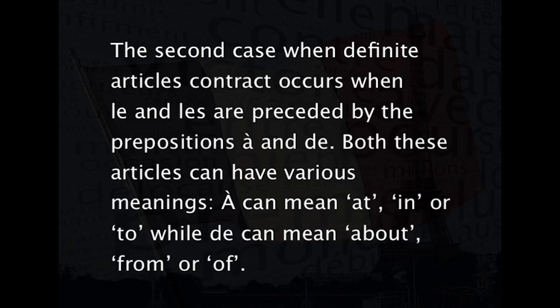The second case when definite articles contract occurs when le and les are preceded by the prepositions à and de. Both these prepositions can have various meanings. À can mean at, in or to, while de can mean about, from or of. First, let me show you the contractions, then I'll make the sentences to illustrate how each contraction takes place in a sentence.